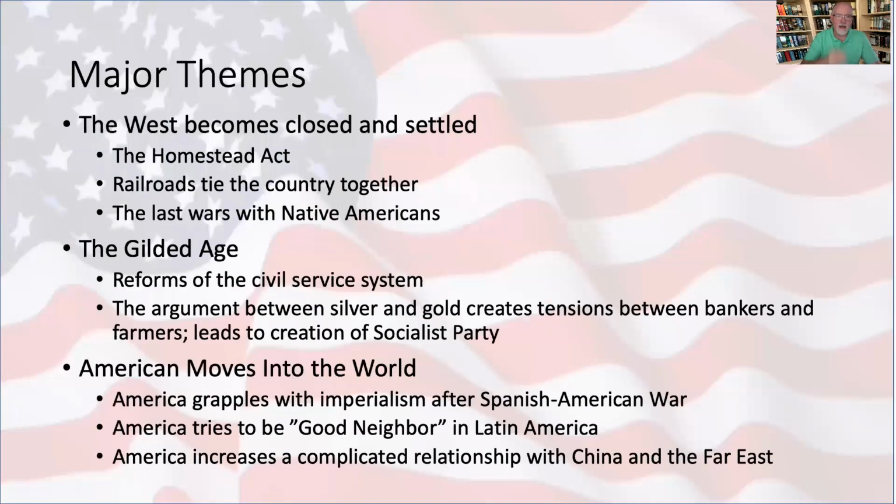The West finally becomes closed and settled, as it were. As we discussed in the last video a little bit, the Homestead Act, passed by the Lincoln administration in 1862, promises land for settlers who want to go out west and settle land, work the land for a certain period of time, and then it becomes theirs very cheaply. This is a way to help settle some of those plains areas that are not necessarily as aesthetically pleasing as the eastern areas, but they are tremendously good farmland.